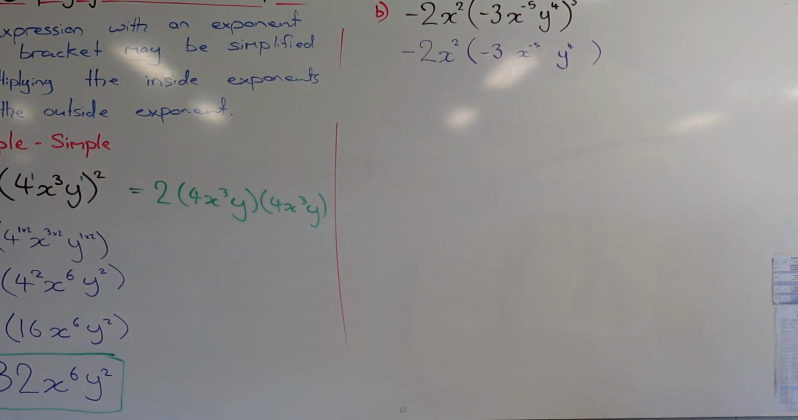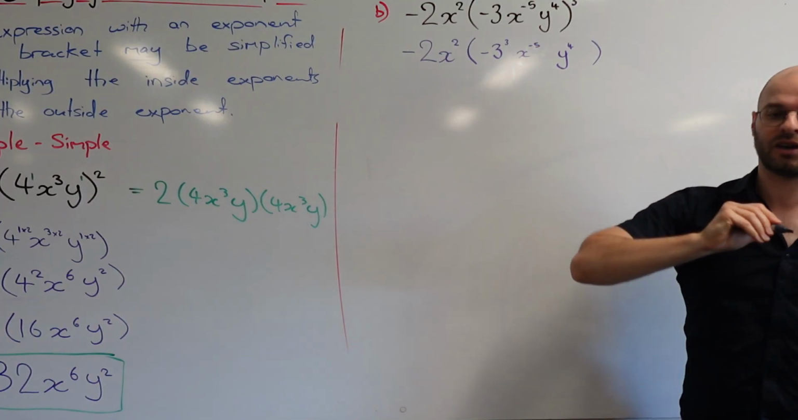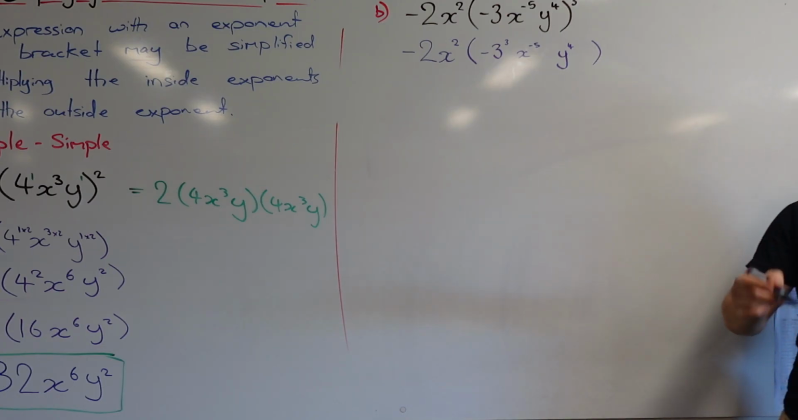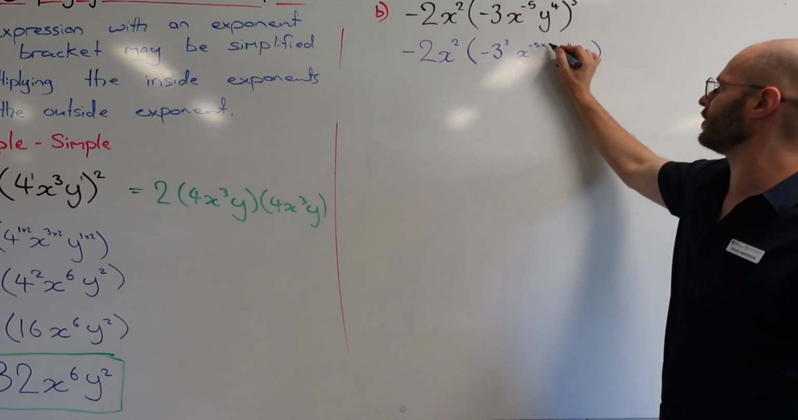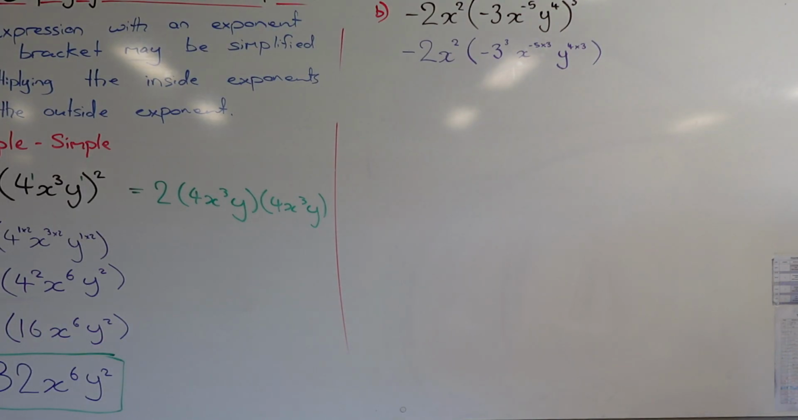What we're going to do is, using our rule, everything inside the bracket is going to have its exponent multiplied by the exponent outside the bracket. So this 3 over here is going to go on that 3 there. We don't have to put the 1 because we know anything multiplied by 1 is just itself. Next, this minus 5 is going to be multiplied by 3. And the 4 is also going to be multiplied by the 3. Next, we have to be a little bit careful.